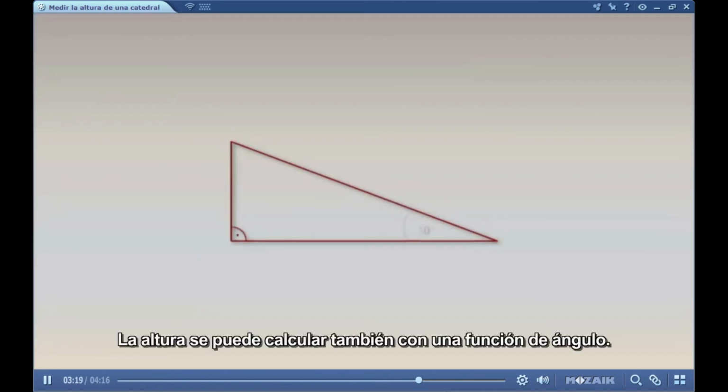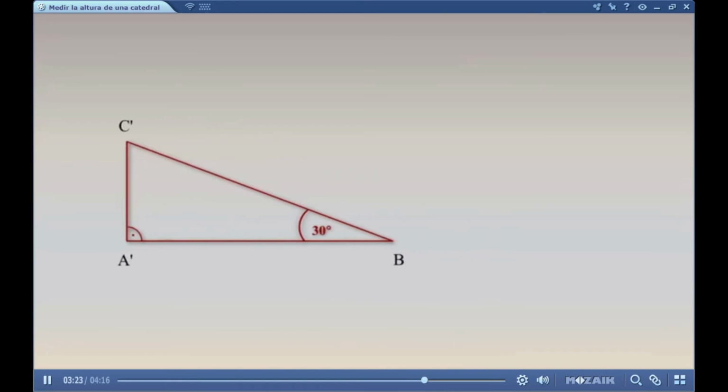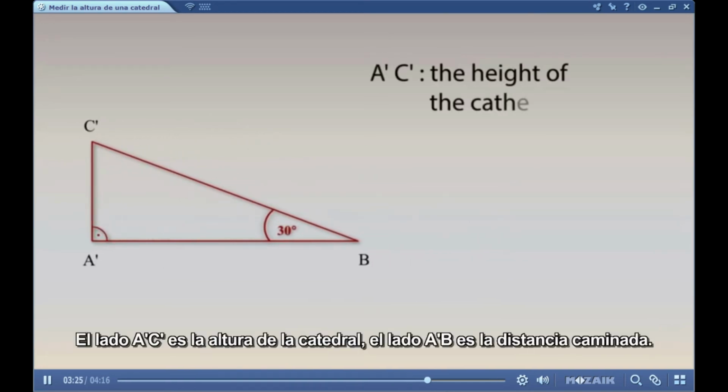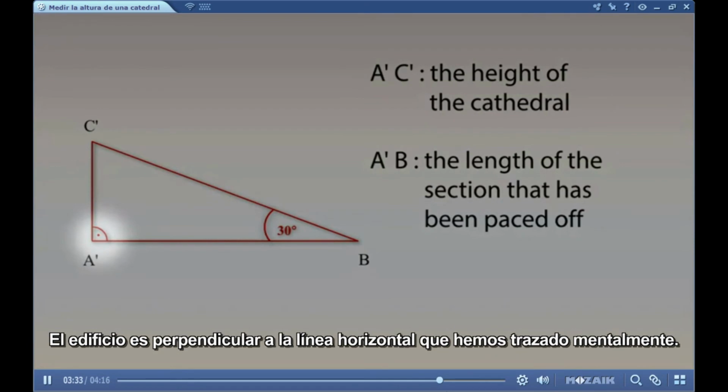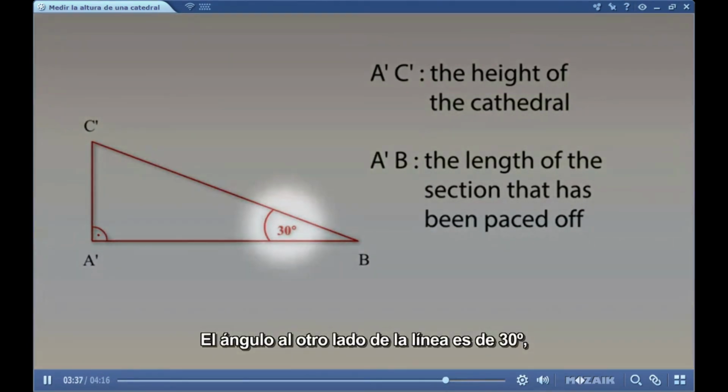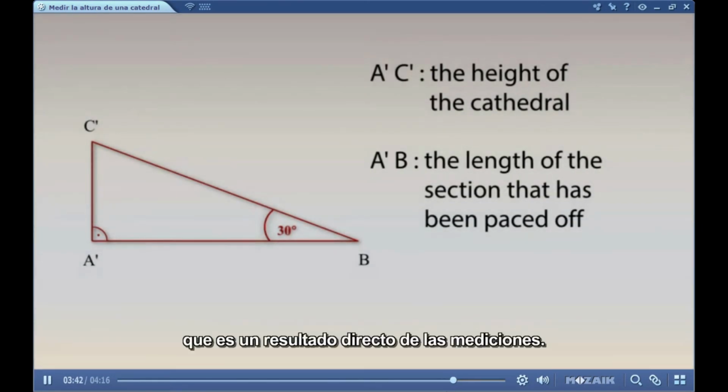The height can be calculated with an angle function as well. Leg A'C' is the height of the cathedral. Leg A'B is the length of the distance that we have paced off. The building is perpendicular to the horizontal line segment that we have measured. The angle at the other end of the line segment is 30 degrees, which is a direct result of our measurements.